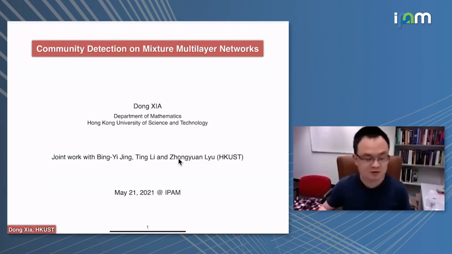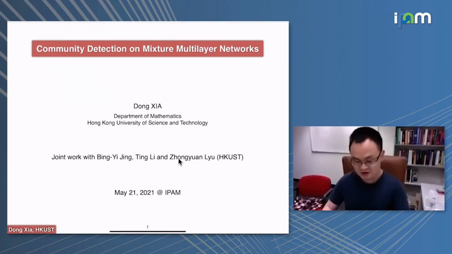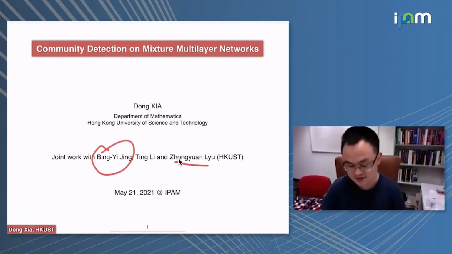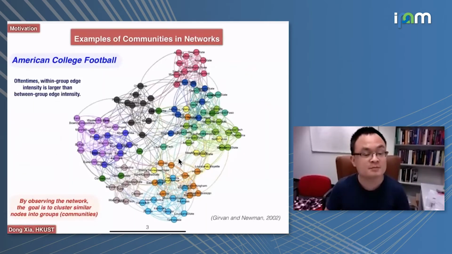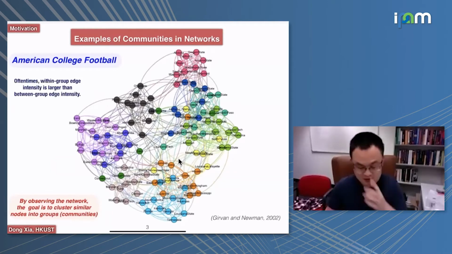Actually, my talk is about some applications, especially statistical applications of tensor methods. This is based on joint work with my colleagues and my student. First of all, let me briefly explain the motivation. Our motivation is to study community structures in complex networks.